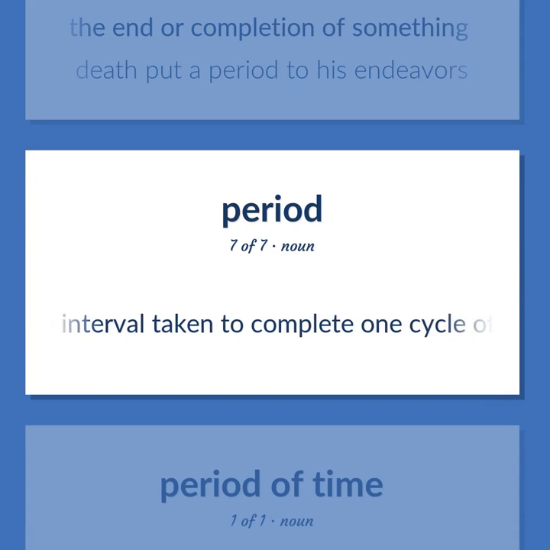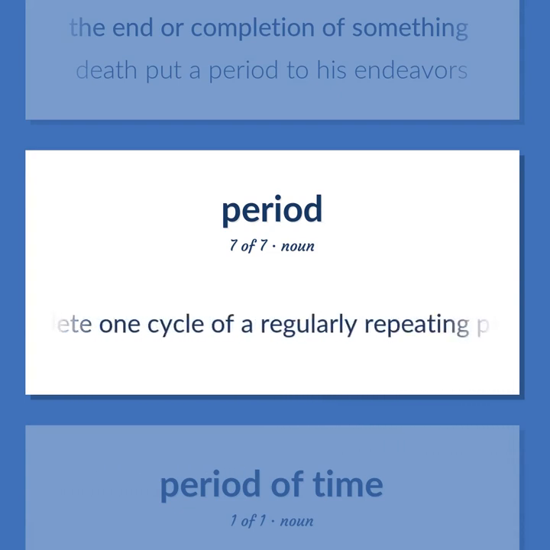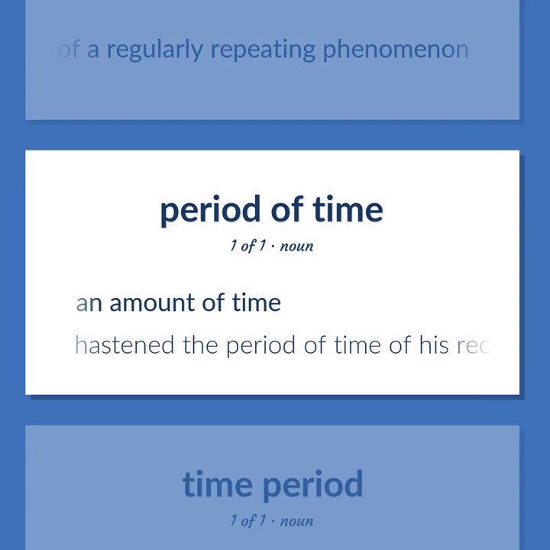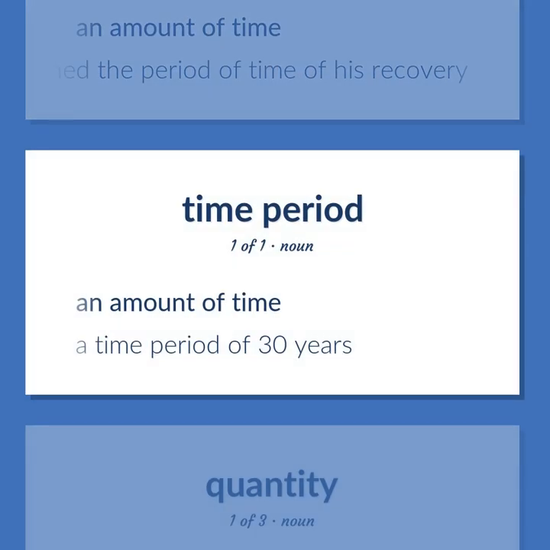The interval taken to complete one cycle of a regularly repeating phenomenon. An amount of time. Hastened the period of time of his recovery. An amount of time. A time period of 30 years.